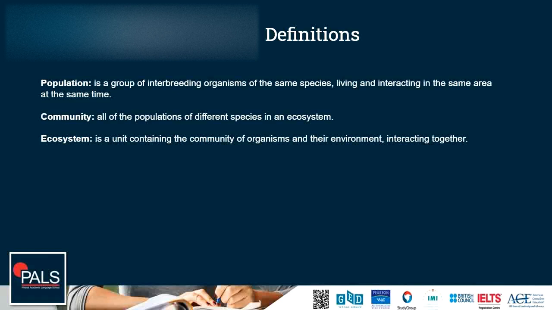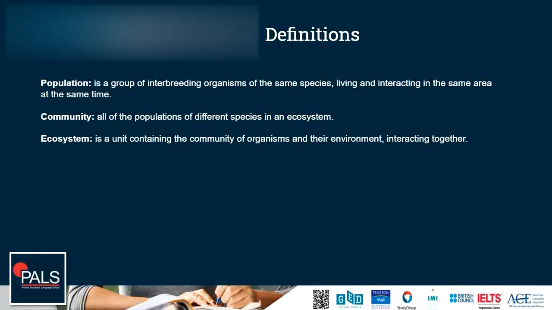What is a population? A population in biology is a group of interbreeding organisms of the same species living and interacting in the same area at the same time. A community includes all the populations of different species in an ecosystem in a specific area, and an ecosystem is an ecological or biological unit containing the community of organisms and their non-living environment and the interactions they have together.